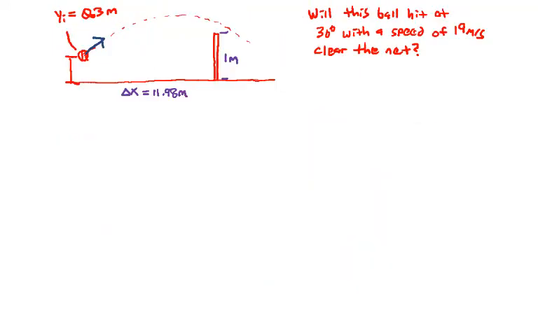All right, so let's go ahead and try this one here. We've got a ball that's hit at 19 meters per second at 30 degrees, and the question is, will it clear the net? And it's 11.98 meters away, and the height of the net is 1 meter.